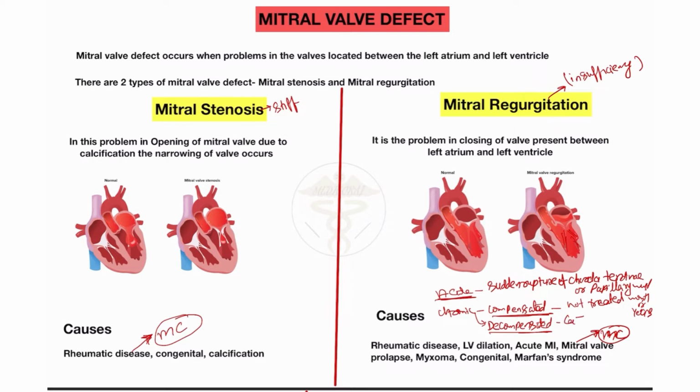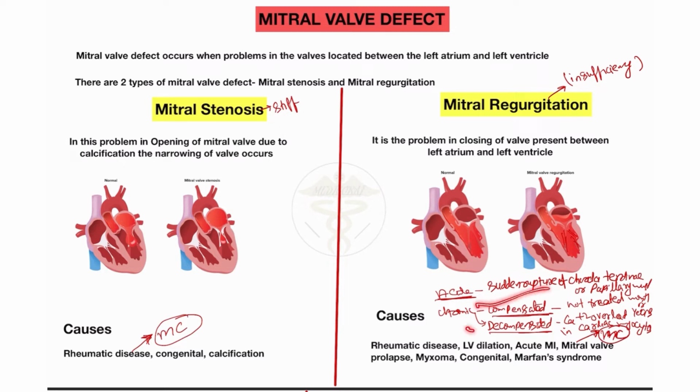Calcium overload in the cardiac myocyte. Sorry, there is too much space congested here. So these are the two types, acute and chronic. Acute is due to sudden rupture of chorda tendineae or papillary muscle, so acute mitral regurgitation occurs.